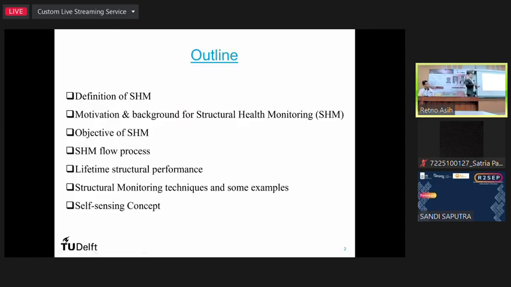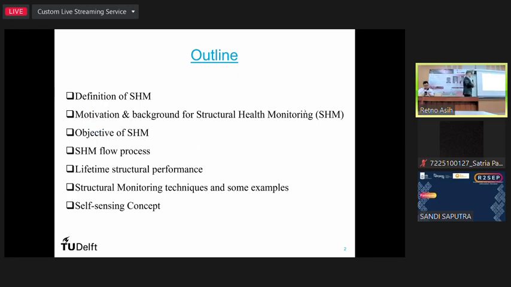Great, so the outline of my research here: we have a definition of what structural health monitoring is, the motivation and background for structural health monitoring, the objective of structural health monitoring, then the flow process of what it is. These are quite simple terms, excuse me if it's not high level for everyone, because I just wanted to have something inclusive that everyone can have a bit of understanding.